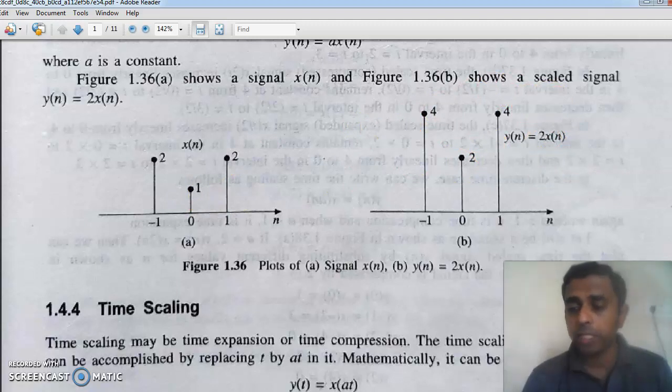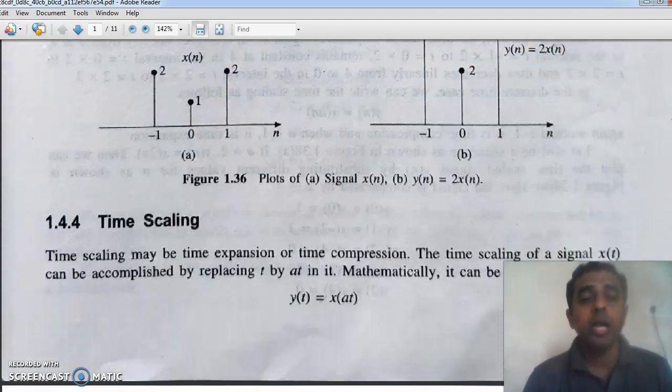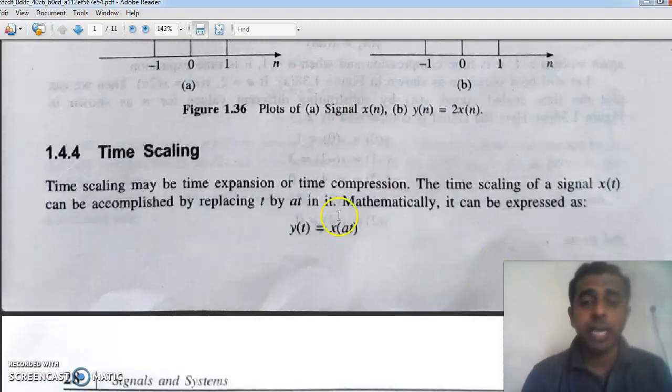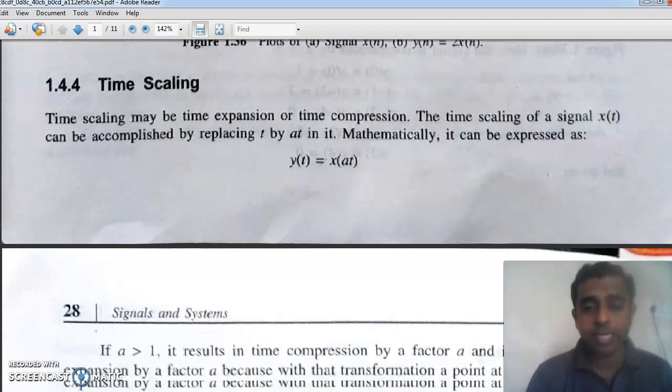Now the next important operation is what is called time scaling. So what is time scaling? Instead of multiplying the whole signal by a scalar, the scalar is multiplied with the time. The argument is time, and the argument is being multiplied by the scalar quantity. So this quantity a can be greater than 1 or less than 1. Now I'll show two examples.